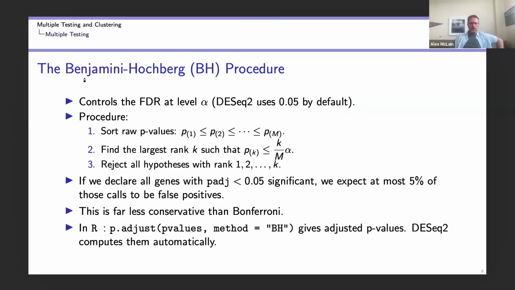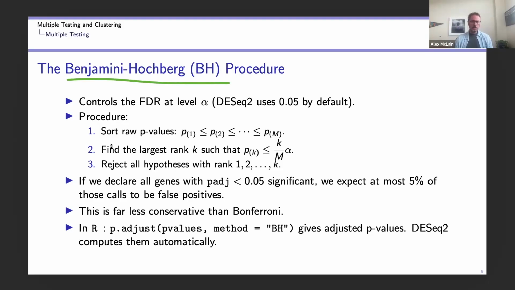Okay, so how do we control the FDR? We use something called the Benjamini-Hochberg procedure. This is one of those highly cited papers that first developed this procedure. It's a pretty simple method. There are many methods to control the false discovery rate. This was kind of the first one that introduced the false discovery rate and showed how you can control it.